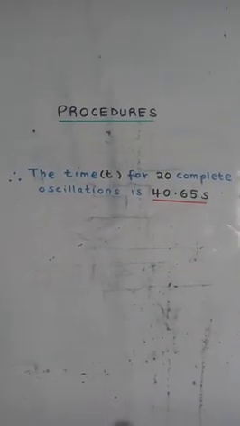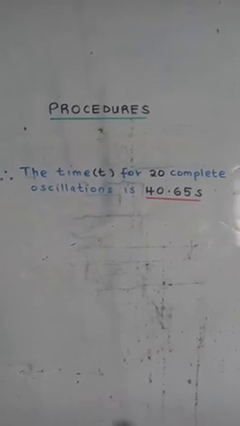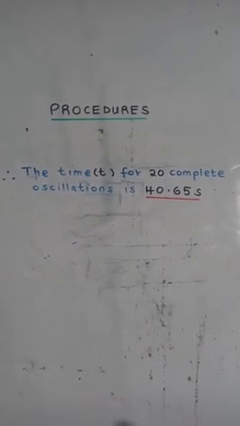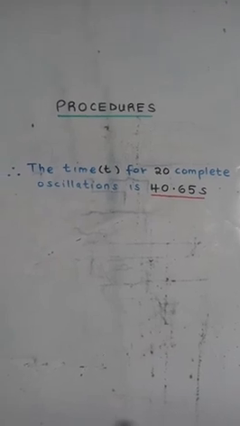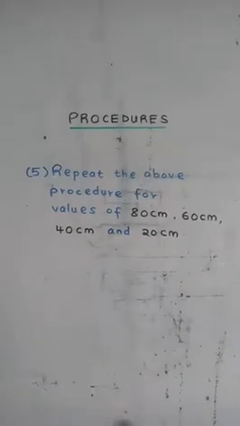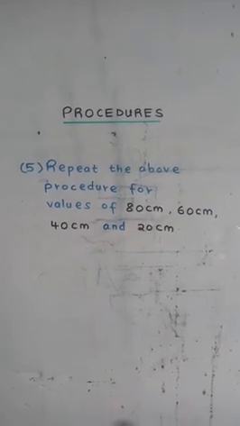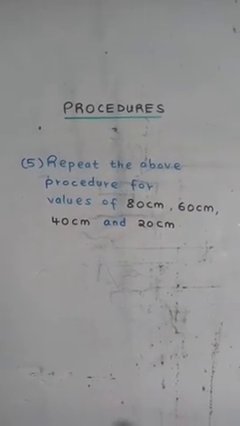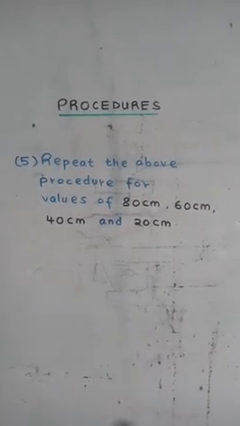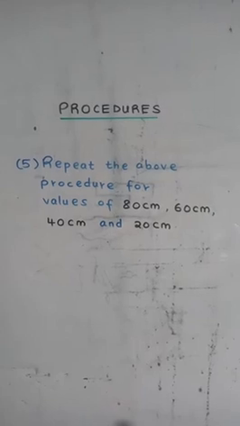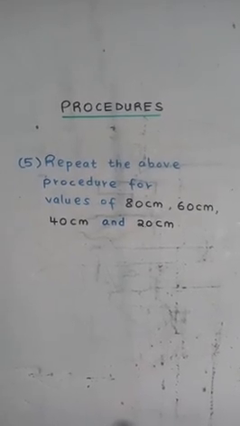Therefore, the time for 20 complete oscillations is 40.65 seconds. Number 5. Repeat the above procedure for values of 80 centimeters, 60 centimeters, 40 centimeters, and 20 centimeters.